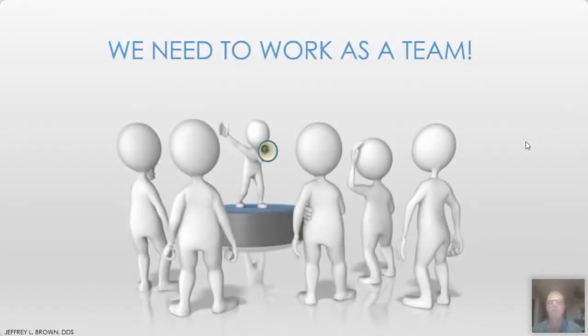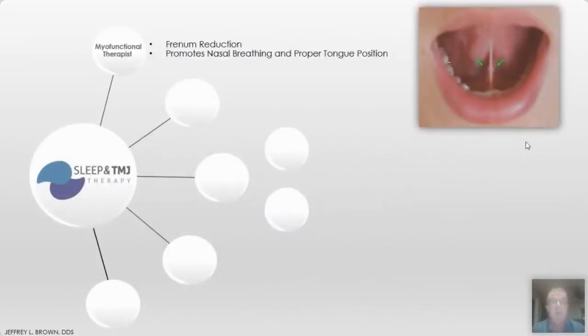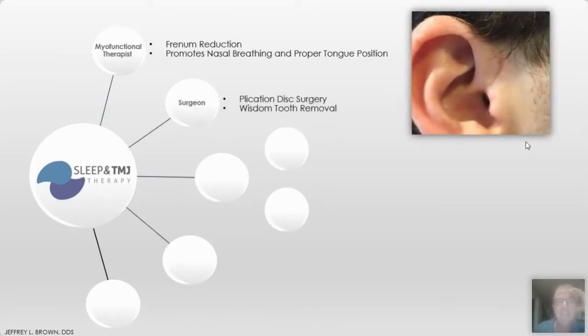So this is an important thing, and I think right on time here, folks, just about. You must work with your team. Absolutely. I work with myofunctional therapists. Tongue ties are not acceptable. That creates problems with breathing. Sometimes surgery is needed.